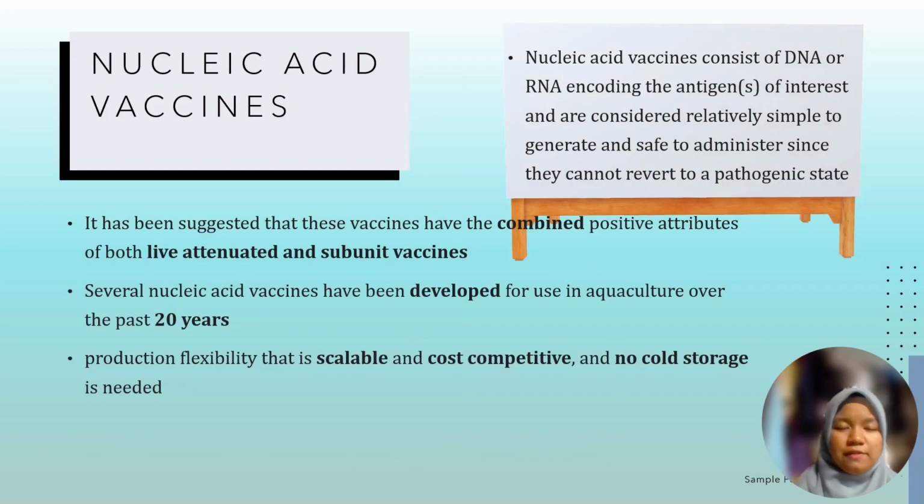For the last vaccine type, the nucleic acid vaccine consists of DNA and RNA encoding the antigens of interest, and is considered relatively simple to generate and safe to administer since it cannot revert to a pathogenic state. This vaccine combines the positive attributes of both live attenuated and subunit vaccines. Nucleic acid vaccines have been developed for use in aquaculture over the past 20 years, and they are scalable, competitive, and no cold storage is needed.